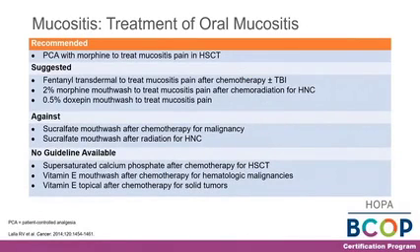And finally, for those patients who develop oral mucositis, the only treatment that's currently recommended is a PCA with morphine to treat mucositis pain in our stem cell transplant population. The guidelines do suggest that transdermal fentanyl, morphine mouthwashes, or doxepin mouthwashes may be helpful, but they recommend against sucralfate mouthwashes. And then again, they say that there's conflicting or not enough evidence to make a recommendation one way or another regarding supersaturated calcium phosphate, vitamin E mouthwashes, or topical vitamin E.